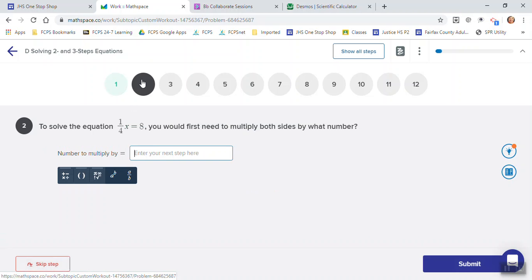Question 2. To solve the equation 1/4 x equals 8, you would first need to multiply both sides by what number? So you have to multiply by the reciprocal of 1/4, which is 4, right? Because 4 multiplied by 1/4 is 1.